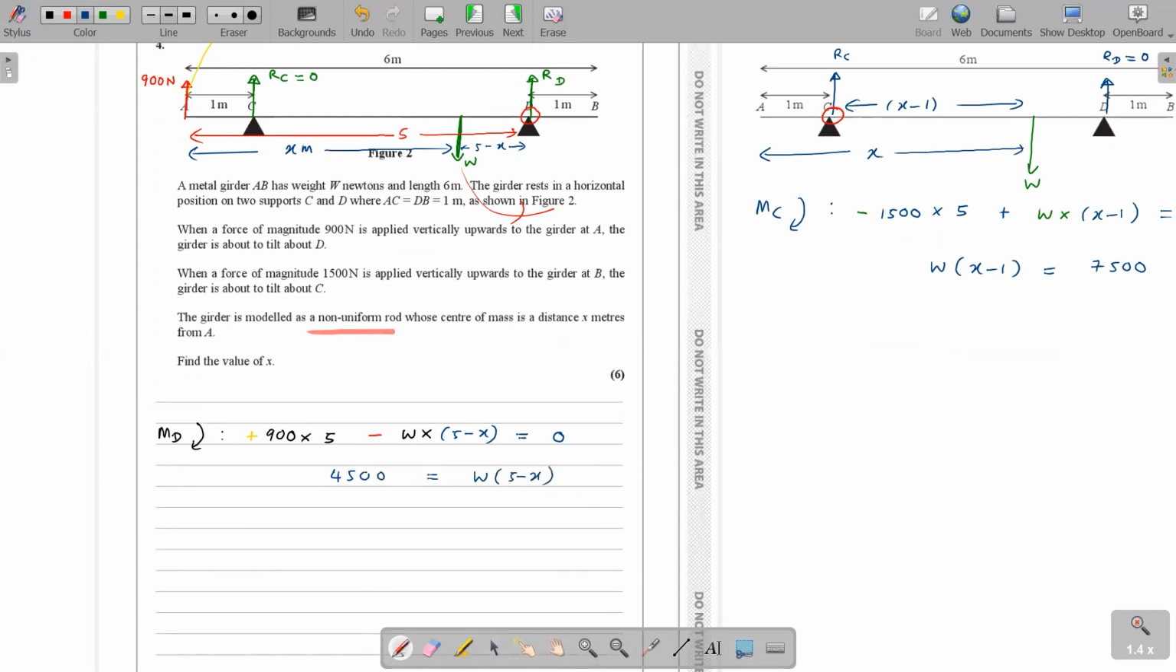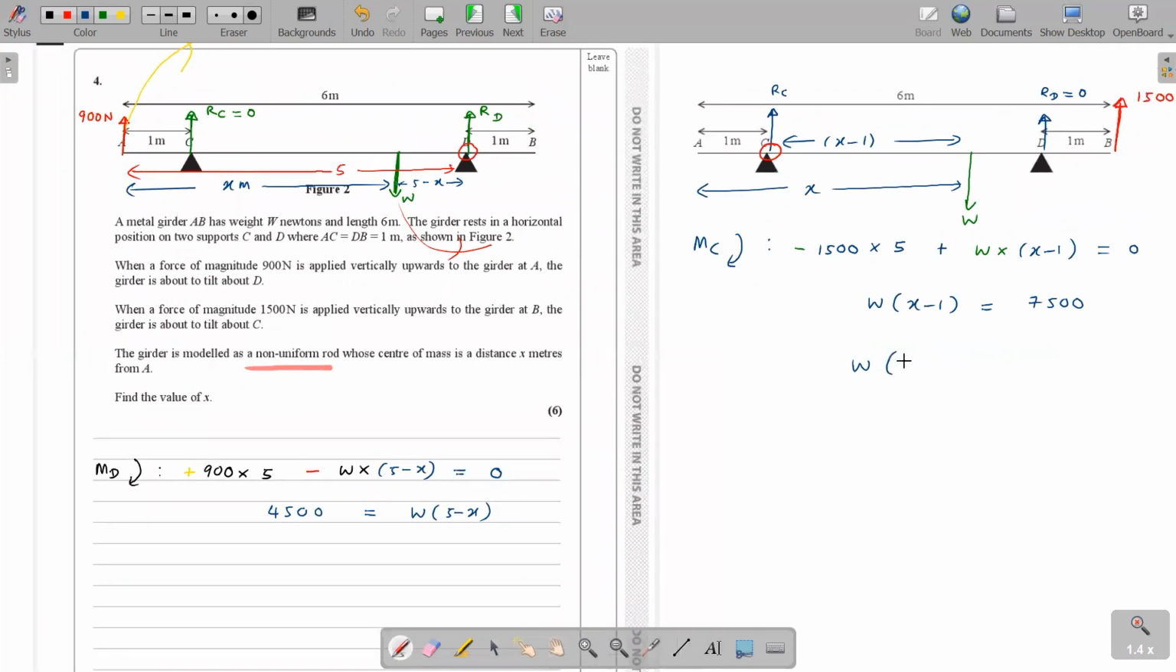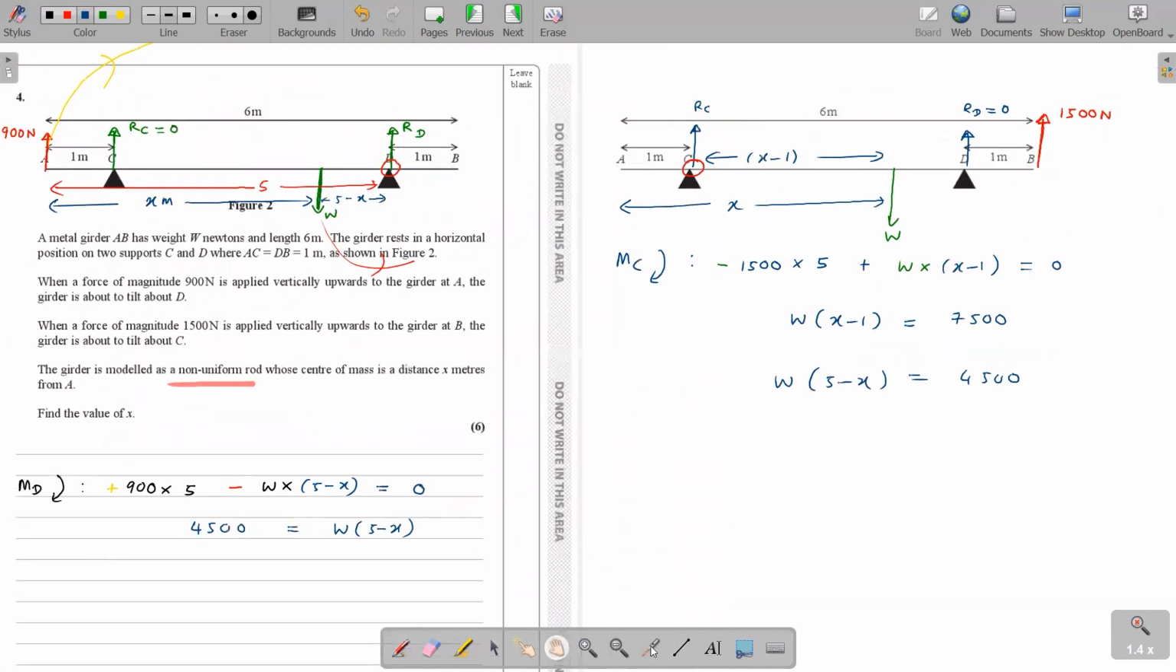Can you see? So the two equations, if I write them together, the other equation is W times 5 minus X equals 4500. So I think one of the easiest techniques of solving this is, what I don't need W also, right? What would be the easiest? You could make W the subject and substitute. Okay, there are many ways of solving. So one of the easiest ways here is to divide. Because if we divide 1 by 2, we get W times X minus 1 divided by W times 5 minus X equals 7500 divided by 4500. This is not the only way, by the way. You can do this in any way, any technique, substitution. All of them are correct. So I'm just using the easiest way.